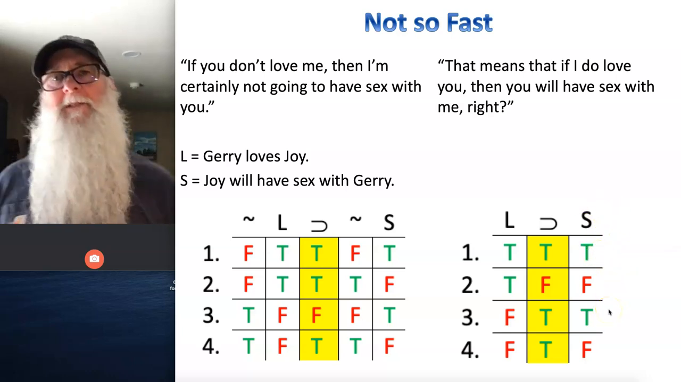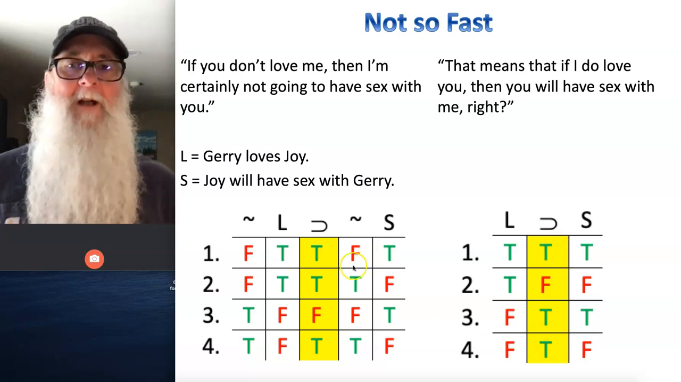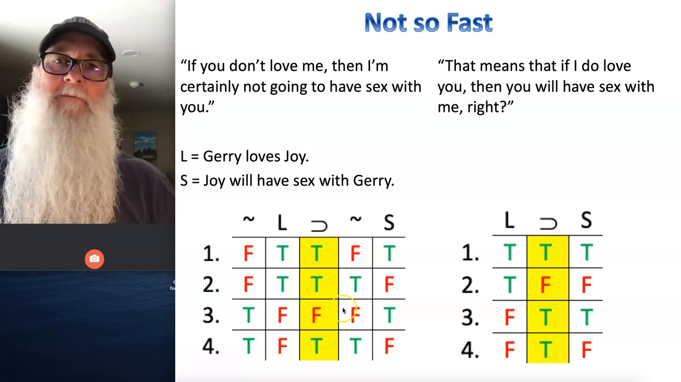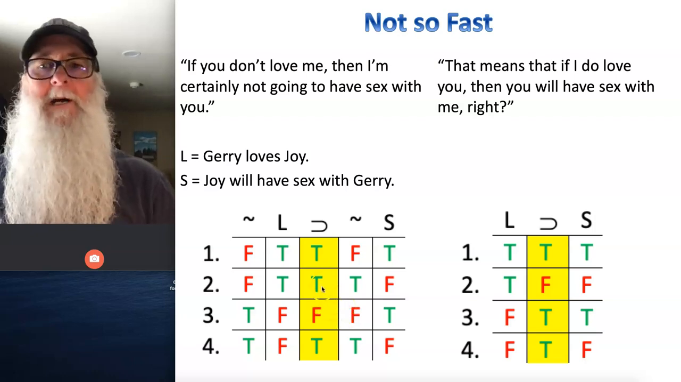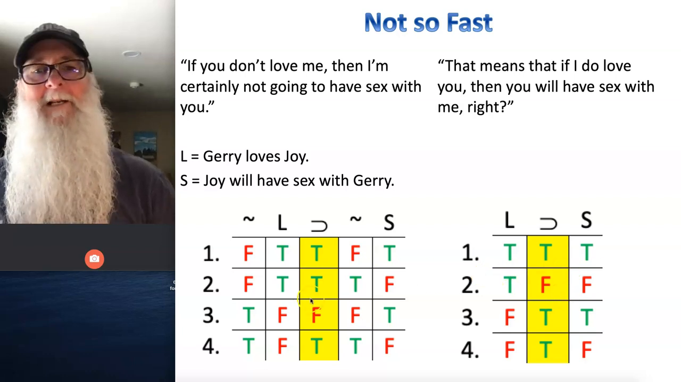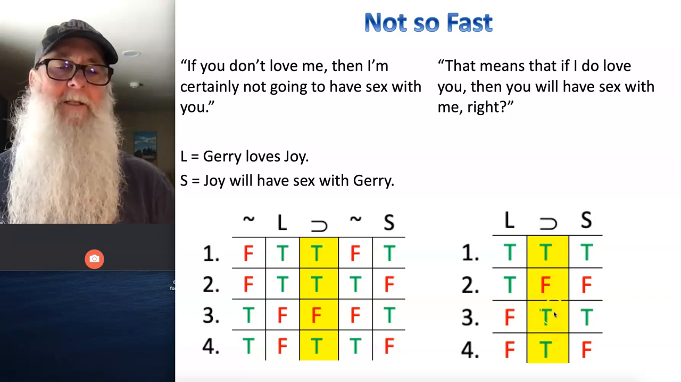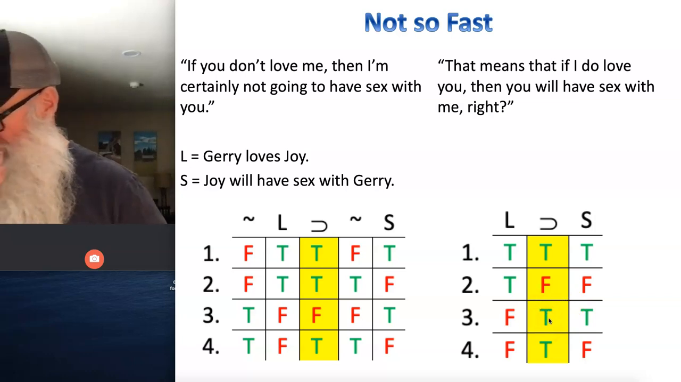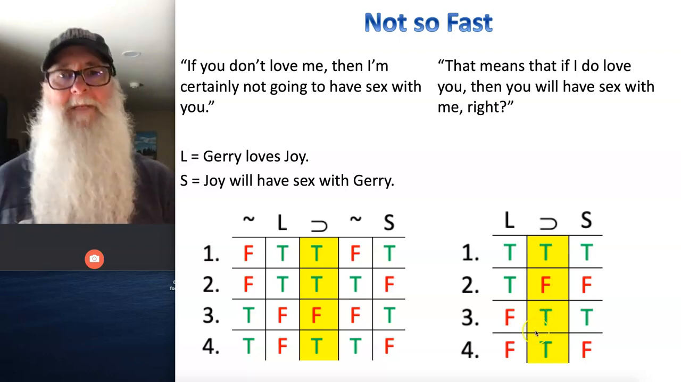Now to compare these two statements, again, we look at the column underneath the main operators, and the first thing we look for is, well, do these columns match exactly? And we can see that they don't. On line 2, the first statement is true, and on line 2, the second statement is false. On line 3, the first statement is false, and on line 3, the second statement is true. Okay, so these are not logically equivalent statements. These statements do not mean the same thing.